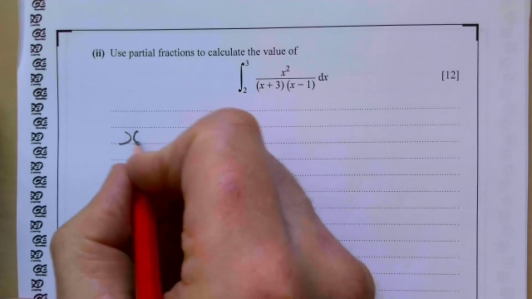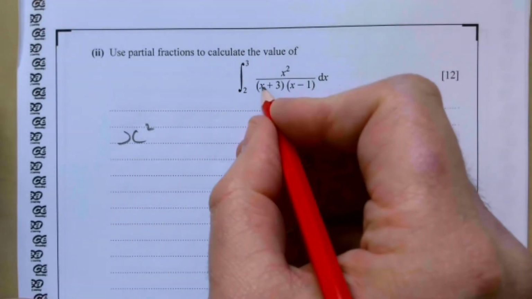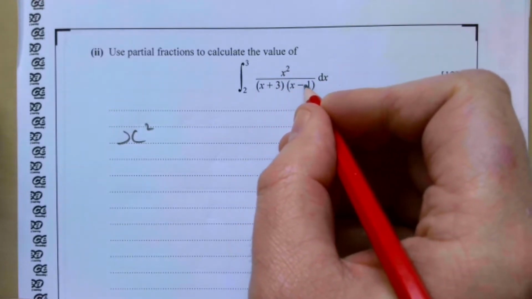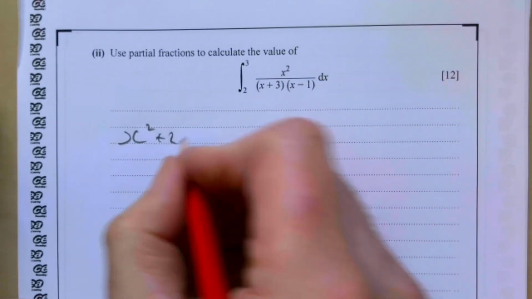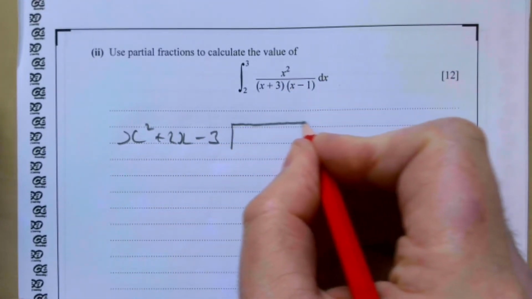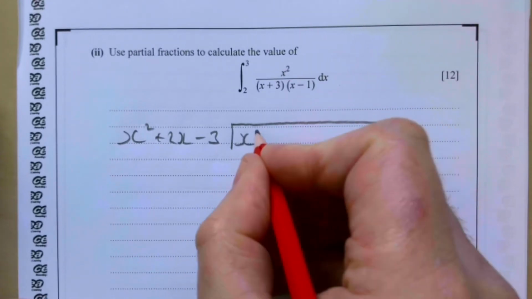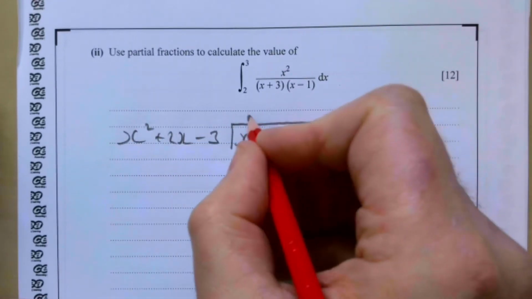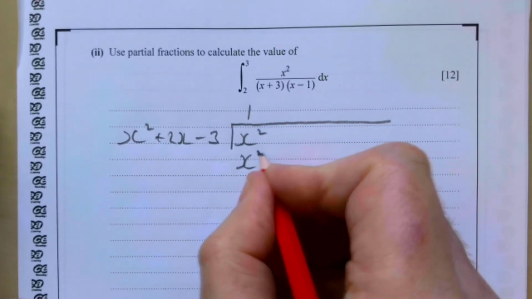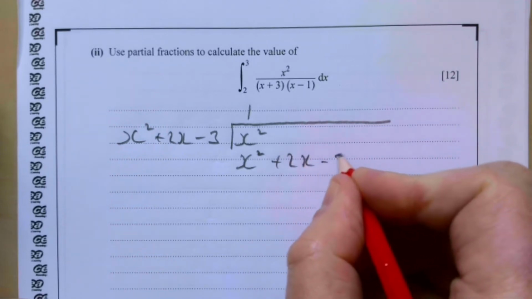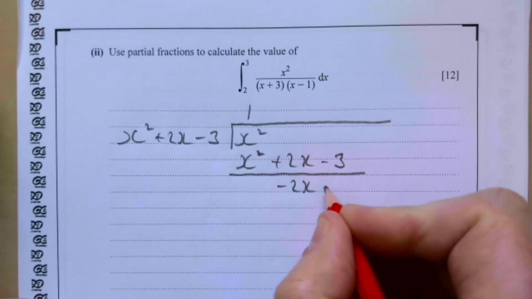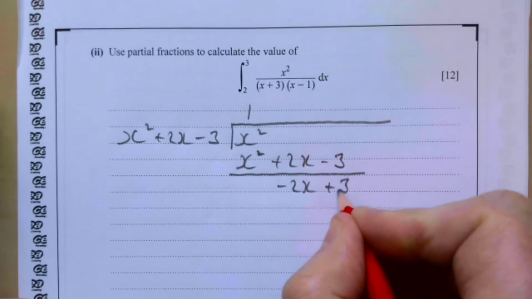So we're going to do x squared, multiplying this out, x plus 3, so x squared plus 3x minus x, so that's plus 2x minus 3, and divide that into our x squared. That goes in one time. This times this gives me x squared plus 2x minus 3. So we get then a remainder of minus 2x plus 3.